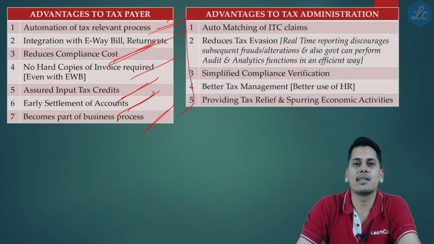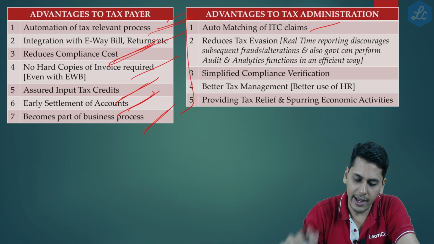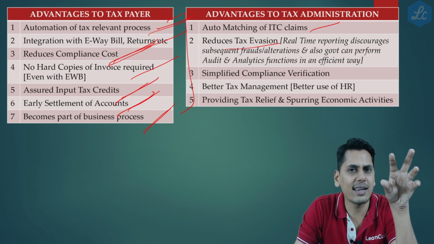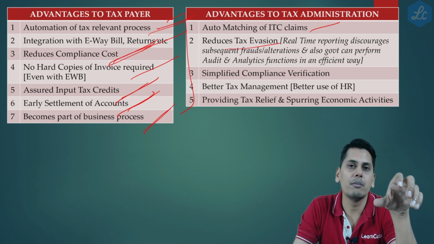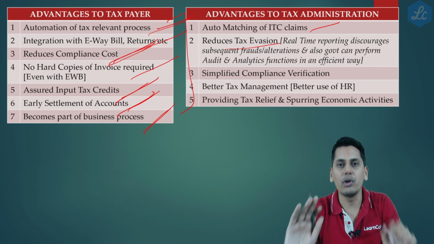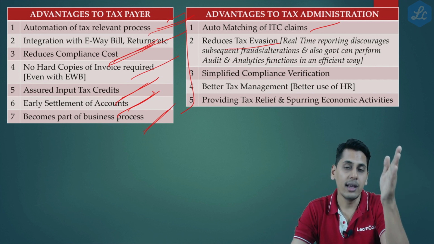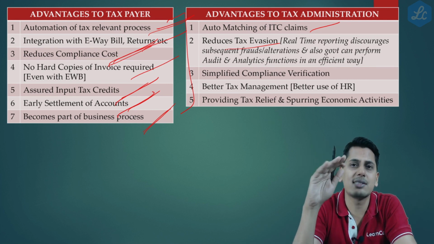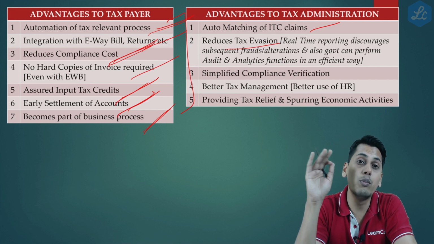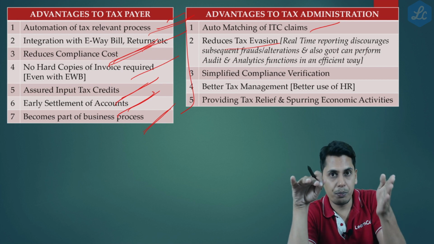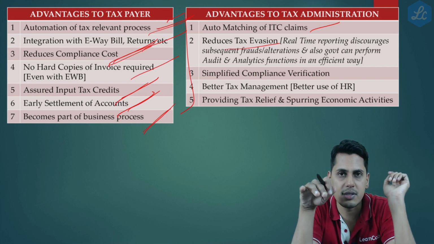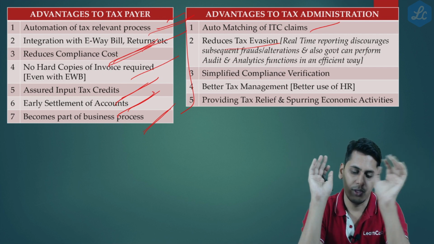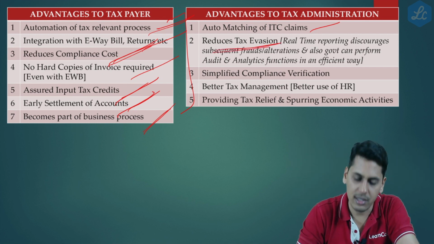What are the advantages to the tax administration? Auto matching of input tax credit claims. It reduces tax evasion. Friends, please understand, wherever there is a time gap between raising a tax invoice and then reporting it, during this time gap, there is always a possibility that some manipulation happens. But friends, when both happen at the real time, that means you report and you raise a tax invoice on a near real time basis, in those cases, the possibility of manipulation is reduced to a larger extent. So in that angle, it reduces tax evasion.